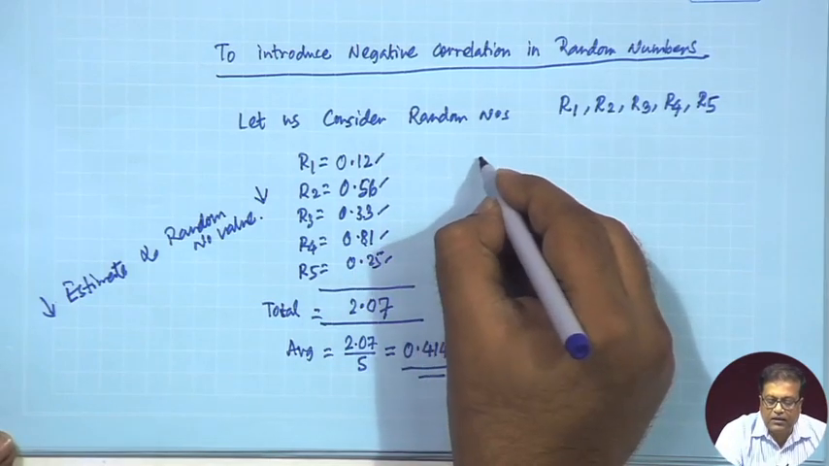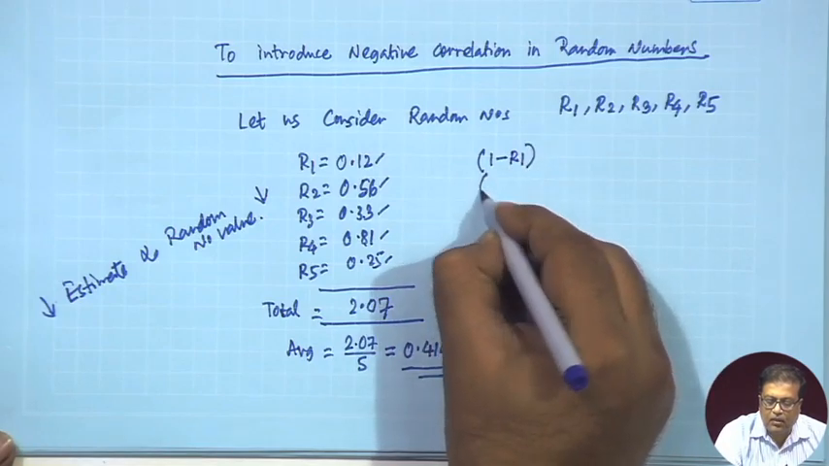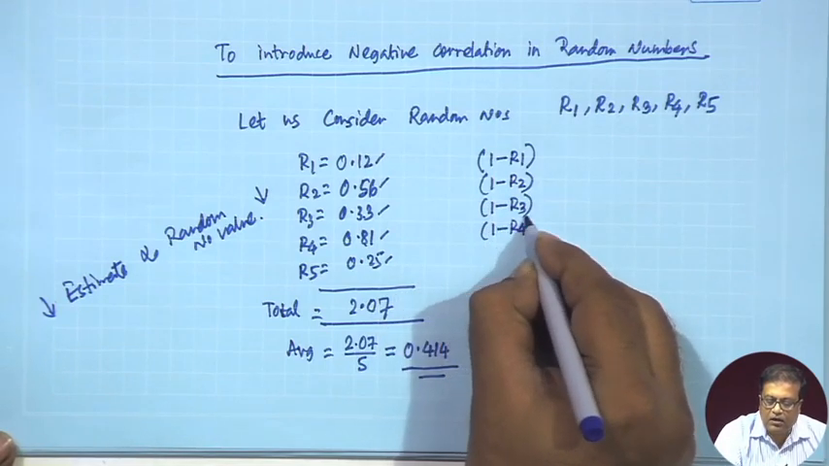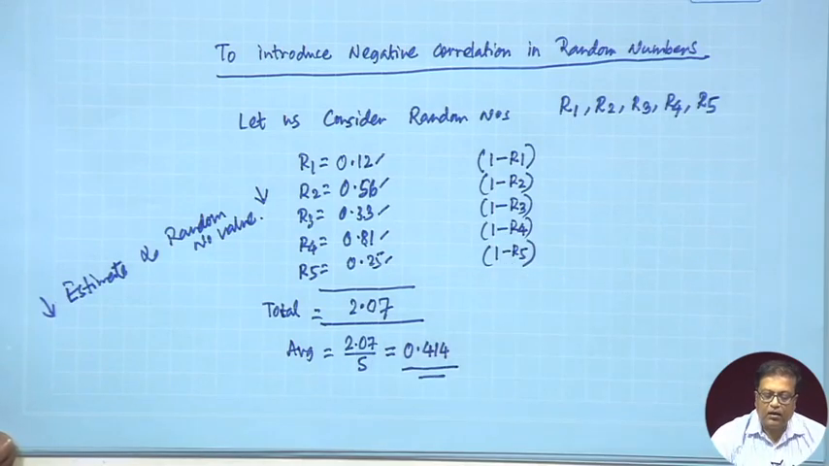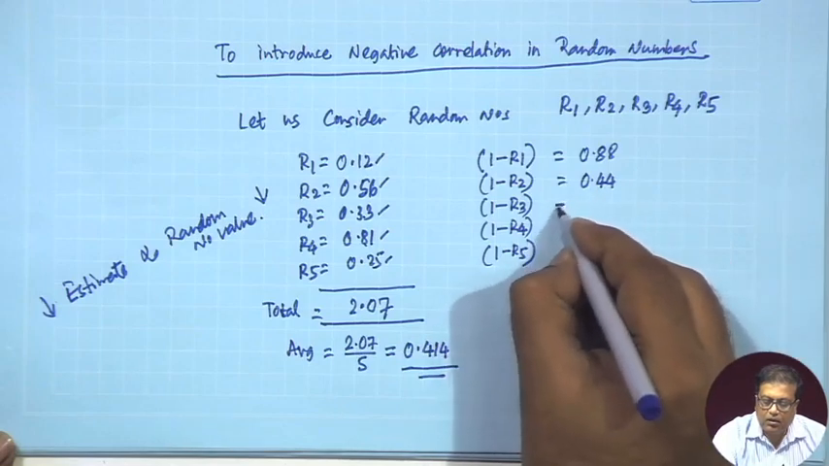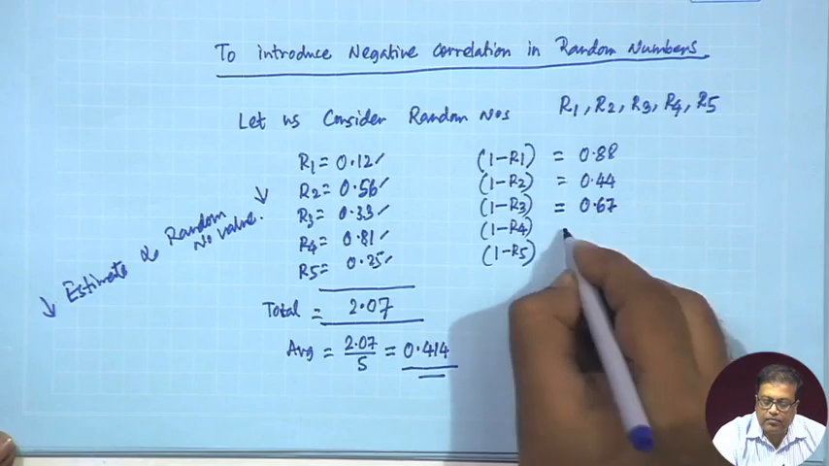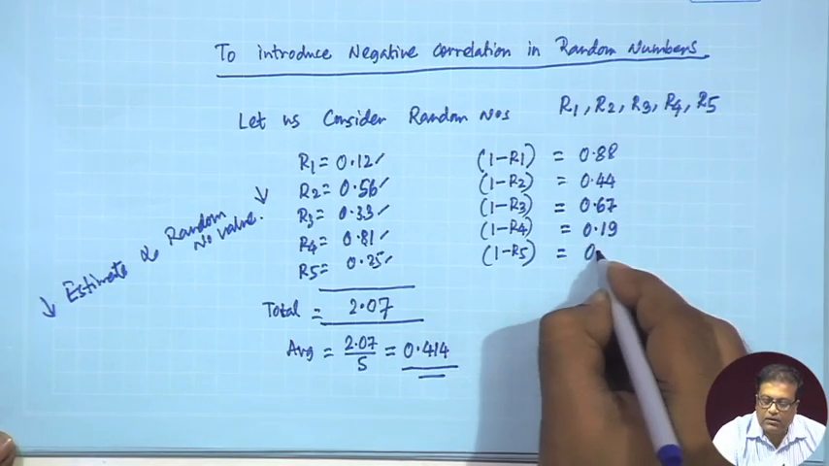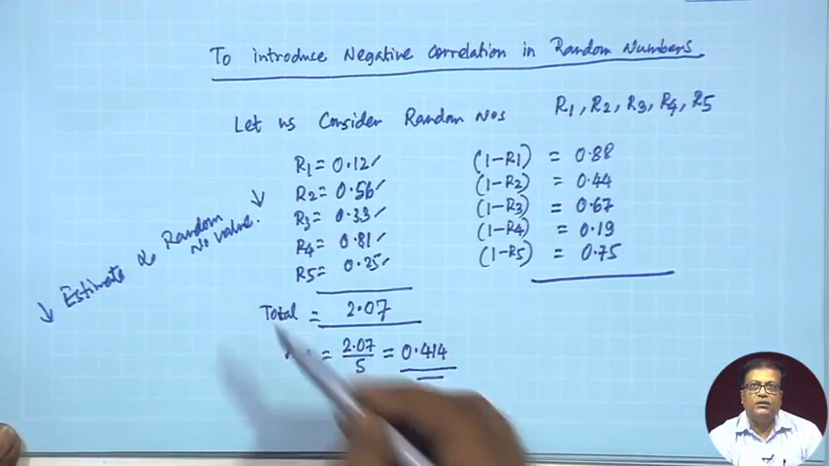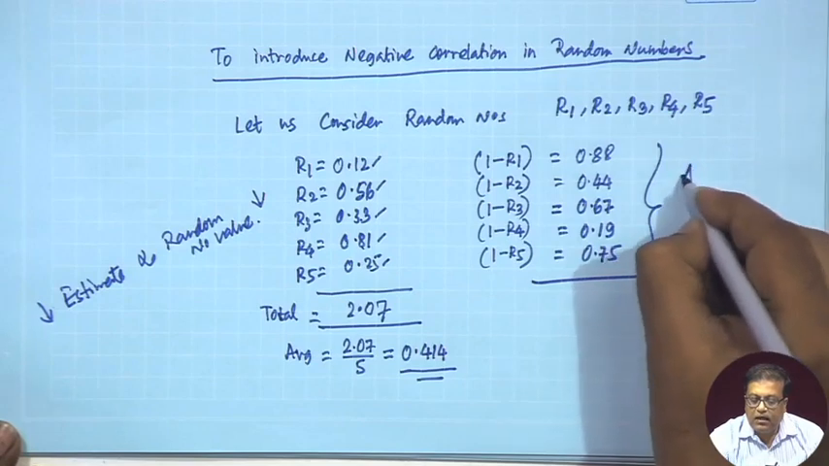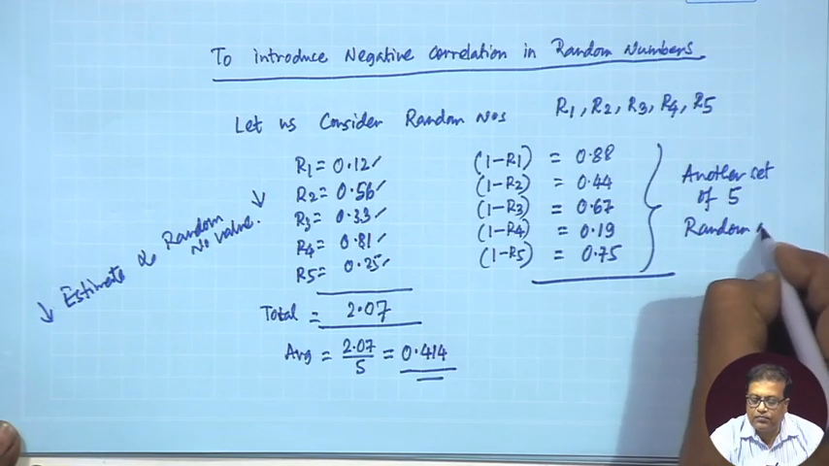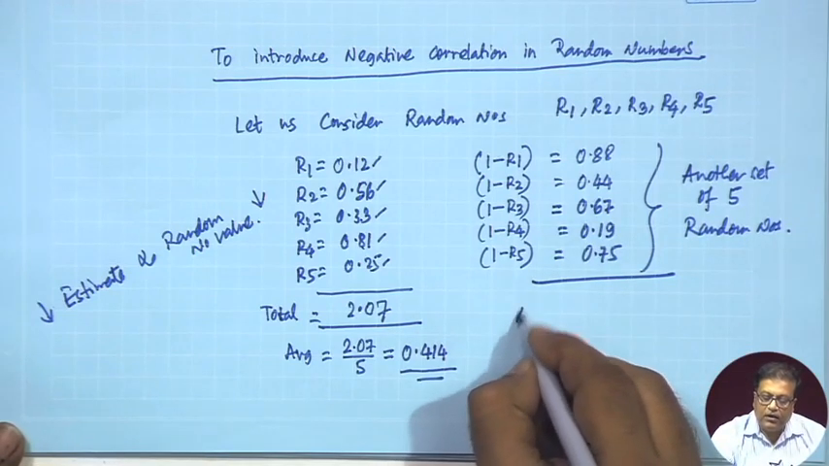Now, assume another set of 5 random numbers: 1 minus R1, 1 minus R2, 1 minus R3, 1 minus R4 and 1 minus R5. What are these numbers? 0.88, 0.44, 0.67, 0.19 and 0.75. So, these are the 5 numbers. They are just complementary numbers to each of the 5 random numbers that we have chosen. They are another set of 5 random numbers.